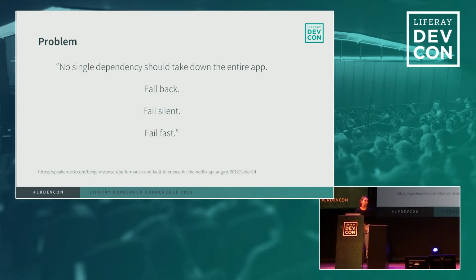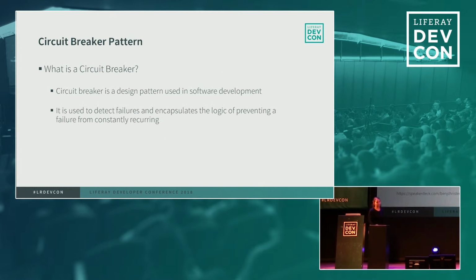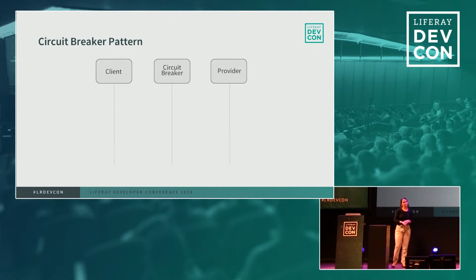I will paraphrase here Ben Christensen from Netflix, who says that no single dependency should take down the entire app. So fallback, fail silent, and fail fast. So how can you do this kind of prevention? In modern software development, we have a pattern called Circuit Breaker, which is a pattern to detect failures and encapsulate the logic of preventing failures from constantly recurring.